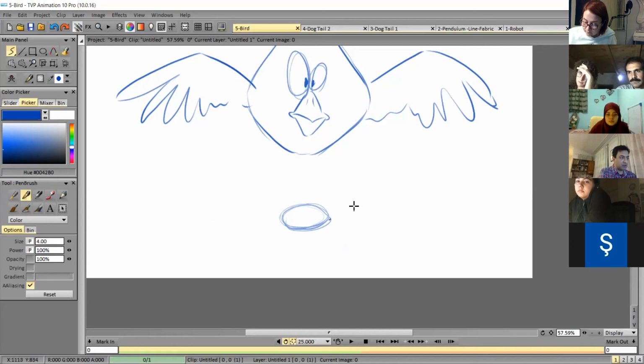When the wings are coming up, when the first part is coming up, the second part is being dragged behind the first part.